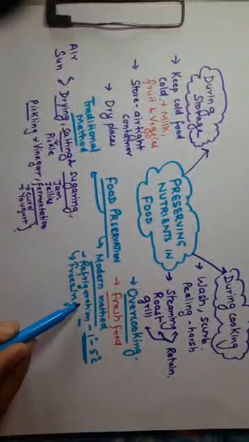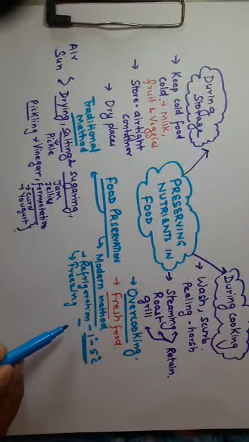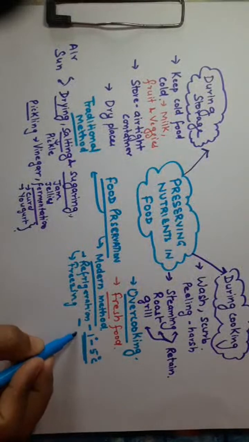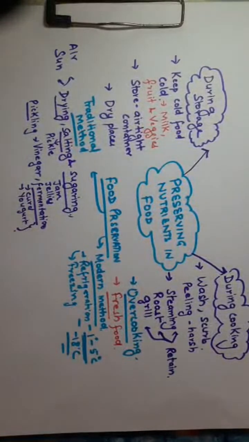However, there is a difference between refrigeration and freezing. Refrigeration is done at 1 to 5 degrees Celsius, whereas freezing is done below minus 18 degrees Celsius. So what will happen if you keep your food in the freezer? It will immediately stop the microbial growth and its activity. So this is the second method.